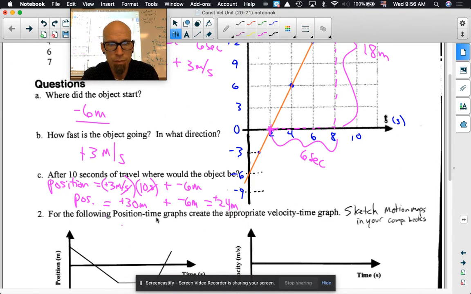Hope that makes sense. So like we had talked about before, this is your change in position. That's your delta x. This is your initial position, your xi. This is your final position, your xf. Okay? I hope you're getting that.